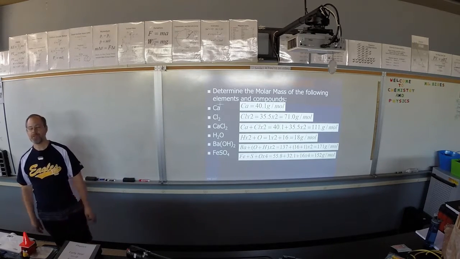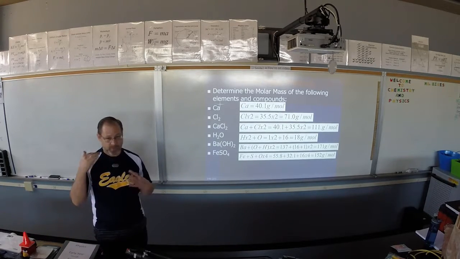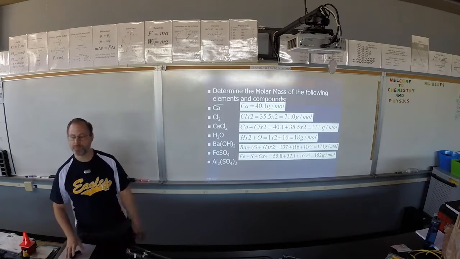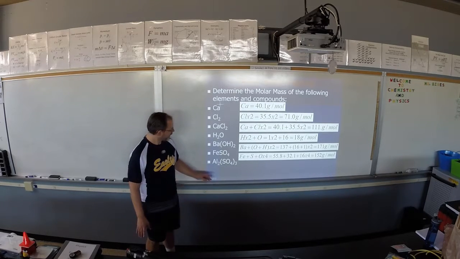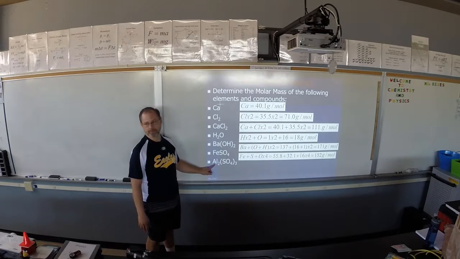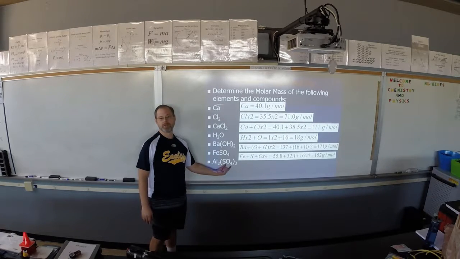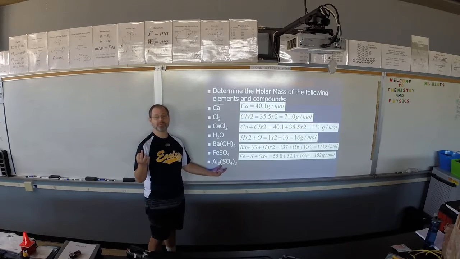Okay, now, the next one that comes up is pretty much the most complicated thing we do. This is like the top end of the complication we do. And now we have a whole bunch of parentheses and a whole bunch of numbers. Before you start banging your calculator, how many aluminums do you see? Two. How many SO4s do you see? No, it's one. There are three SO4s.